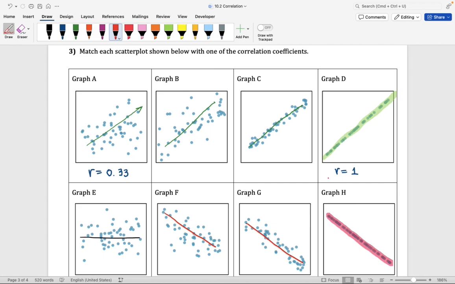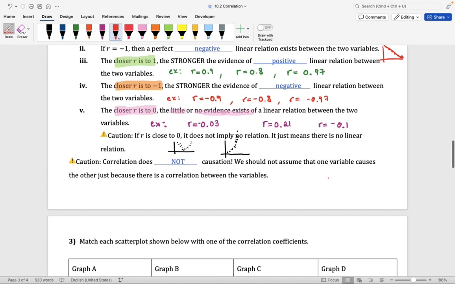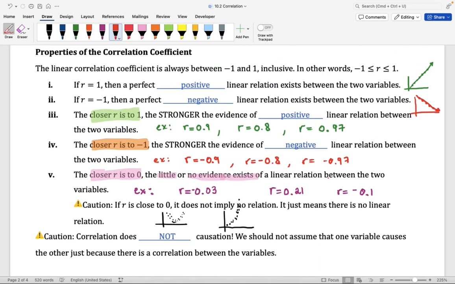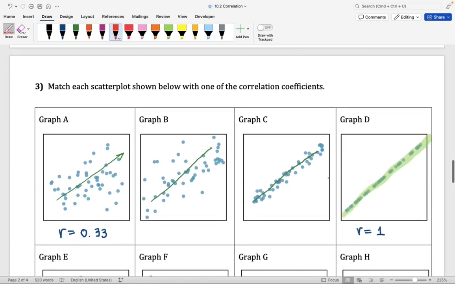This game is helping us determine whether we understand the properties of the correlation coefficient. Do we understand that when R is closer to 1, we should have a stronger positive linear relationship? When R is closer to -1, we should have a stronger negative relationship. When R is closer to 0, we have little to no evidence of a linear relationship. This game is helping you assess your understanding of those properties.